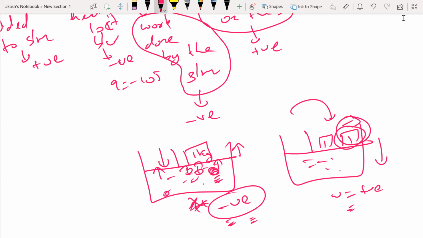They will tell work done by system is positive and work done on the system is negative. Okay, they will exactly tell the opposite of what we saw now. But in chemistry, this is what we follow. Okay, why is it like this?